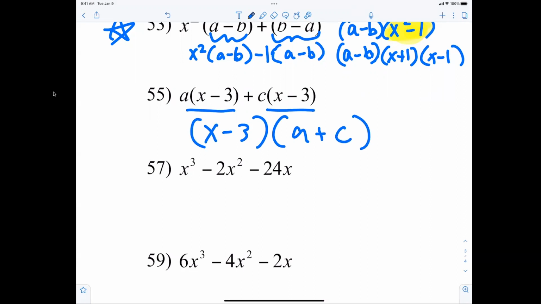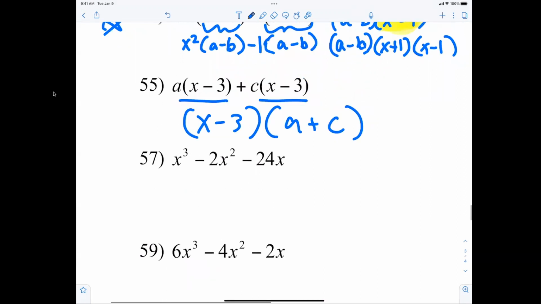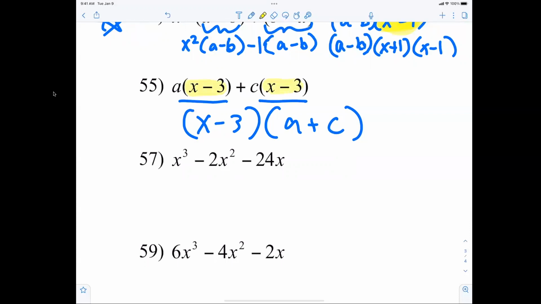All right, here we go on 57. How did I get what? Look right here, buddy. There's an X minus 3 and an X minus 3.